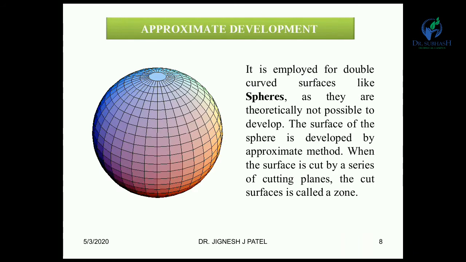Another one is the approximate development. If you want to develop a sphere, it is employed for double curved surfaces like a sphere, as they are theoretically not possible to develop. So the surface of the sphere is developed by the approximate method. When the surface is cut by a series of cutting planes, the cut surface is called a zone.